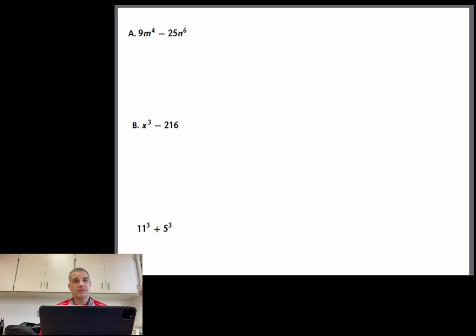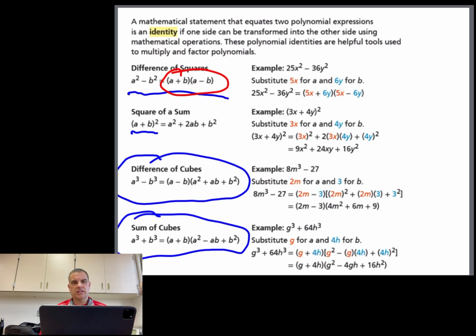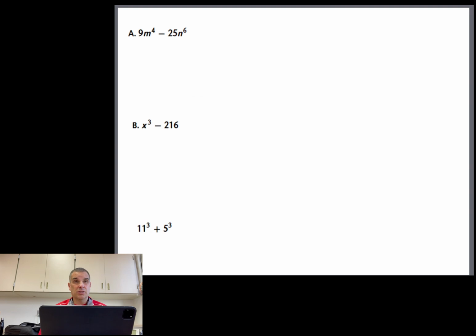So we're expanding them. Now let's go ahead and factor them. So again, the first thing I'm going to do is identify it as one of these. Is it a difference of squares? Is it a sum of squares? Is it a difference of cubes? Is it a sum of cubes? Well, it's a subtraction, so it's a difference. Are both 9 and 25 perfect squares? Yep, they're both perfect squares. Is m to the 4th and n to the 6th a perfect square? Yes, they are. Okay, so then this is going to be the difference of squares.